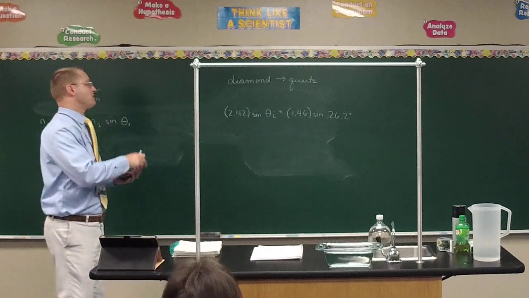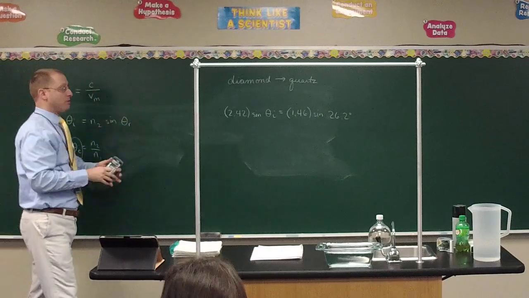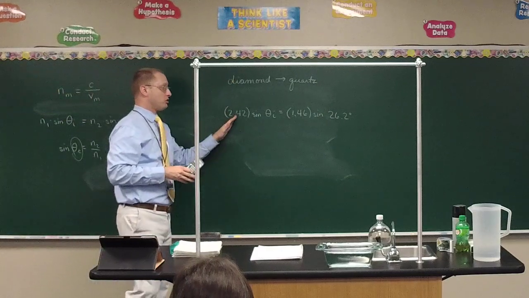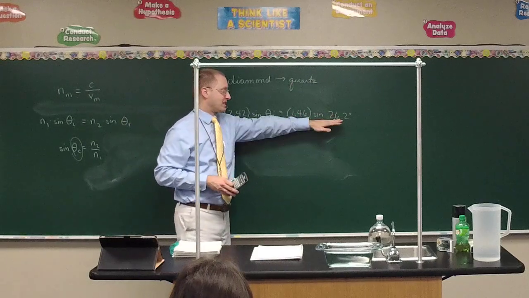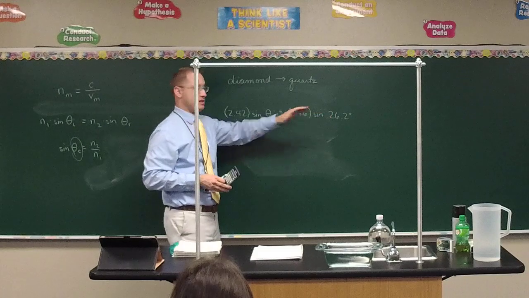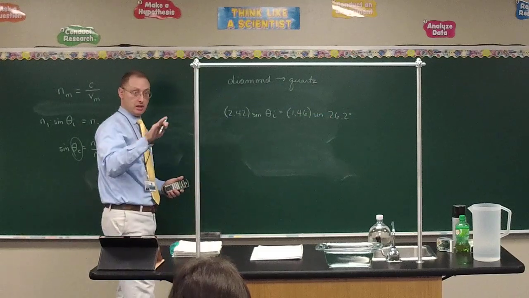For the first part of the problem, did we set it up this way? Diamond being the first medium, so the 2.42 times the sine of theta I equals quartz being the second medium, 1.46 times the sine of that refracted 26.2 degree angle. You plug it in that way.